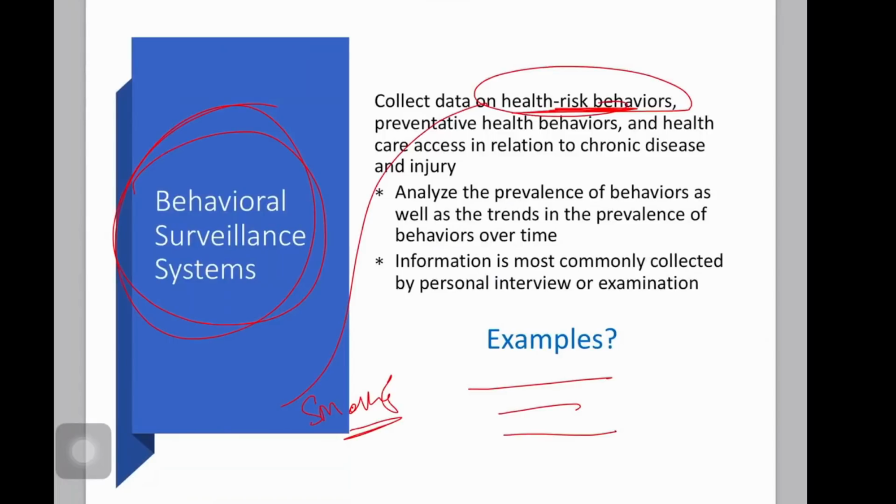With the behavior surveillance system, we can analyze the prevalence of behavior as well as the trend in the prevalence of the behavior over time. The information we collect, most commonly by personal interview and exam, is extremely useful, and it could be really helpful to analyze the current condition and even predict what future disease the individual could have with the current behavior. The one example I gave of a bad behavior is smoking. What could be the other two? You should write them over here.